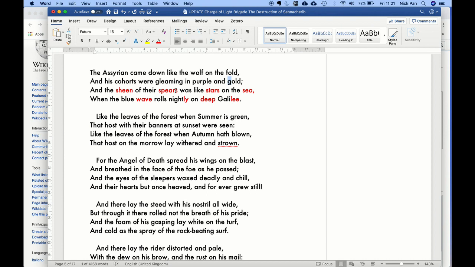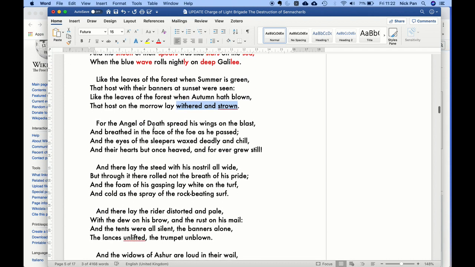So the angel of death is being compared to an autumn breeze, an autumn wind that withers and scatters the army, right? So, "that host with their banners at sunset were seen." They have this golden, summer-like banner, and they're confident. But they're also unaware of the change, like a change in the season. The angel of death is coming.